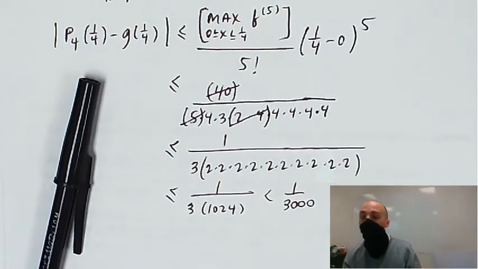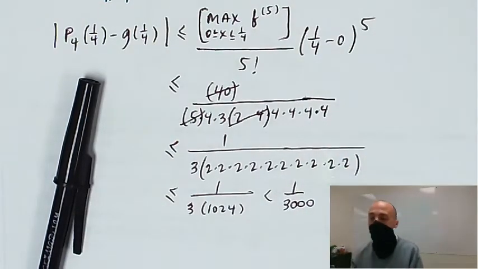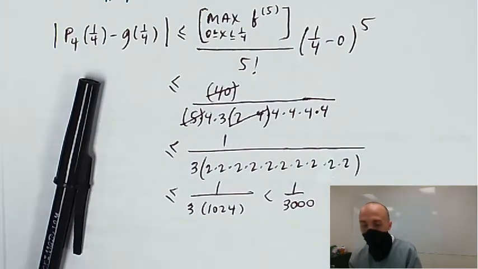Again, if you can't figure out how to show it, you're going to start here, and you're just going to proclaim that's less than 1 over 3,000, and I will forgive you for proclaiming the answer. We do what we must when it comes to the AP exam, right?